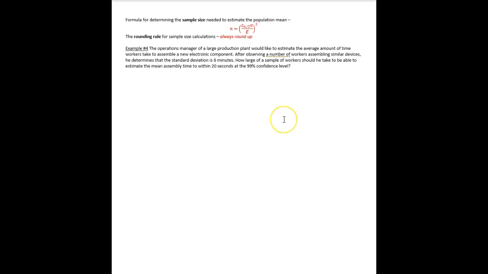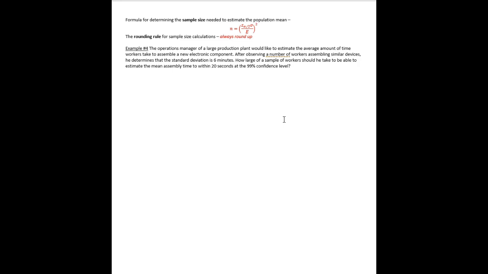So, the formula for determining sample size. This is a formula that's just derived from the confidence interval formula, where we isolate n. And so that's n equal to, in parentheses, z alpha half times sigma divided by the margin of error, the whole thing squared. And the rounding rule for this is always round up. That'll make sense as we do this problem, why you would always round up.